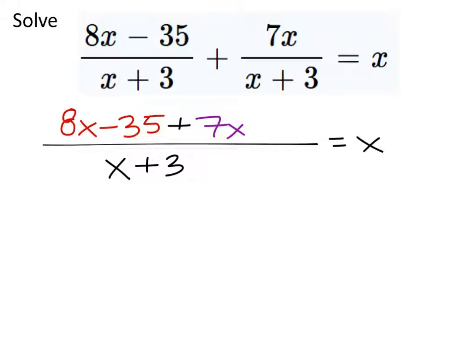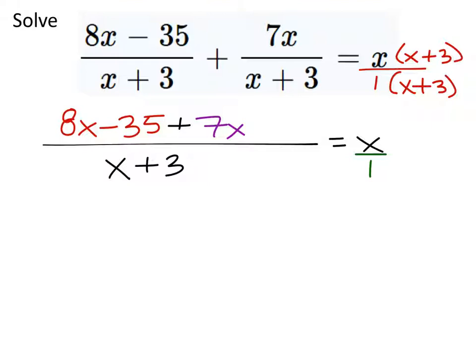Or what you could do is, well, that's x over 1 right there, right? If you wanted a common denominator, you would multiply that by x plus 3, but as a factor of 1, you've got to multiply that in the numerator as well. So the real question is, which way do you guys want me to proceed? Okay, so we'll use the bottom one, which means I'm going to make that x over 1.